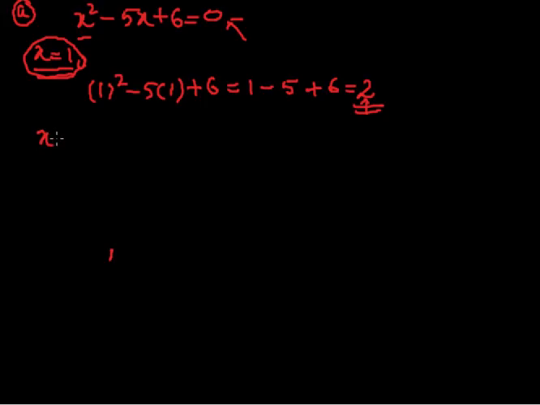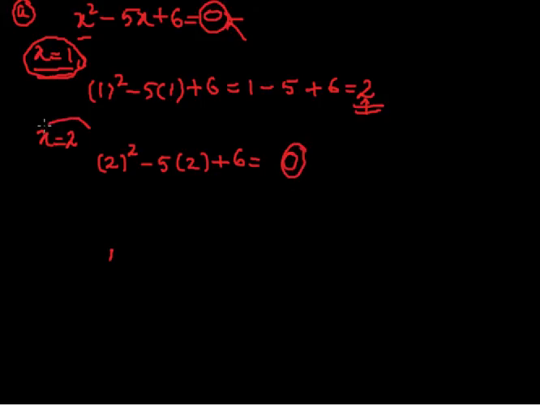Now take x is equal to 2. If we put x is equal to 2 in this equation, the term x square becomes 2 square minus 5 into 2 plus 6. After solving we'll get 0, and in this equation the right hand side is 0. That means x is equal to 2 is the value which satisfies the equation. It means that x is equal to 2 is the solution.